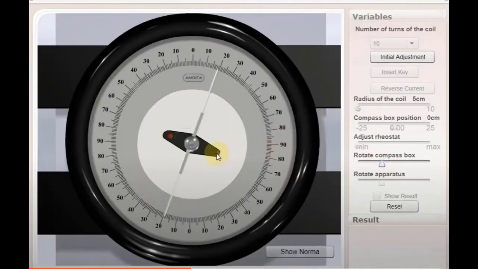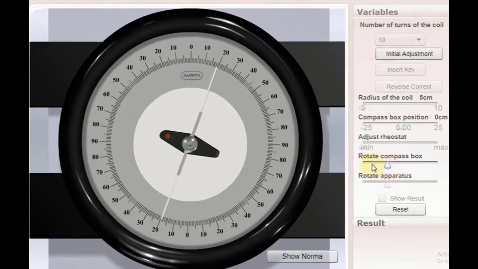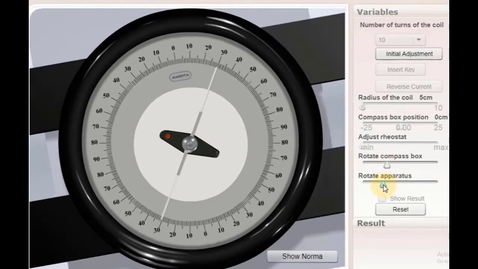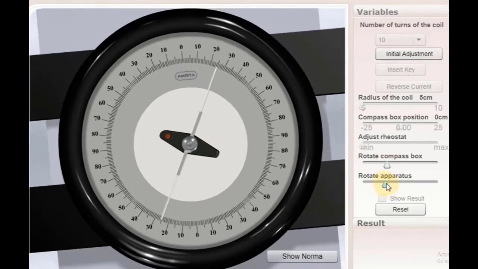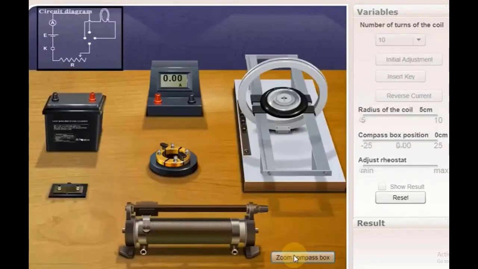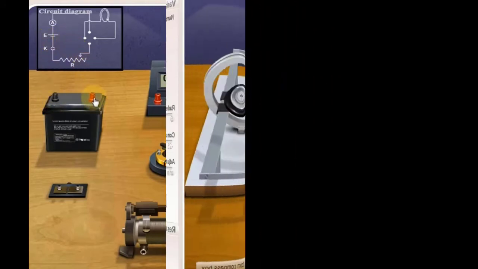Now it is at 90-90, so once this is properly aligned at 90-90, the rotate apparatus will be activated. Now you can see it's not activated. It means this is not exactly at 90-90, so I need to make certain changes. Okay, now it is okay. So with the help of rotate apparatus, I will align the needle at 0-0 degree, like this. Once it's done, it will show normal. We are again back to the normal view. So now, initial adjustments are done. Now we will go for the connections.